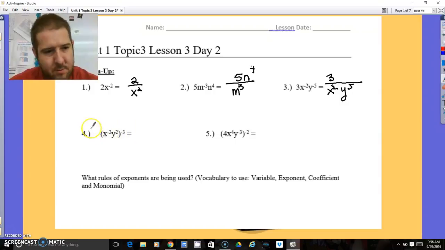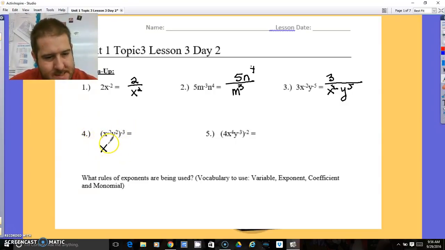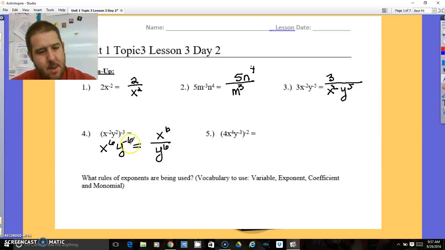Question number 4. All right, so the first thing I need to do is use the power to a power rule to figure out what it will be. So that's going to become x to the 6, because you multiply negative 2 times negative 3. Y to the 2 times negative 3 makes negative 6. Then I'm going to simplify that. X to the 6 stays on top, and y to the 6 now goes on the bottom, because it's a negative exponent, so flip it to the bottom.